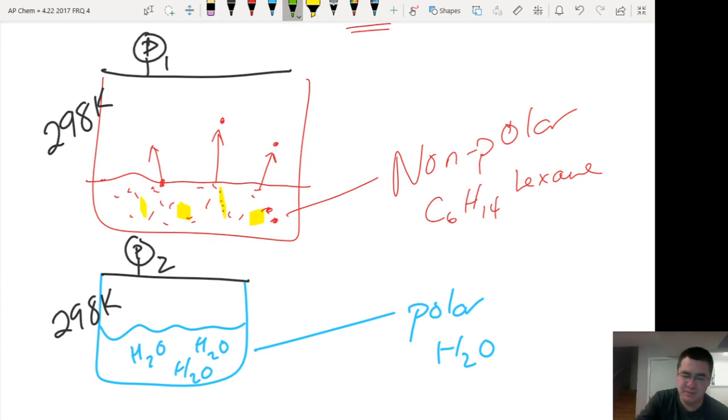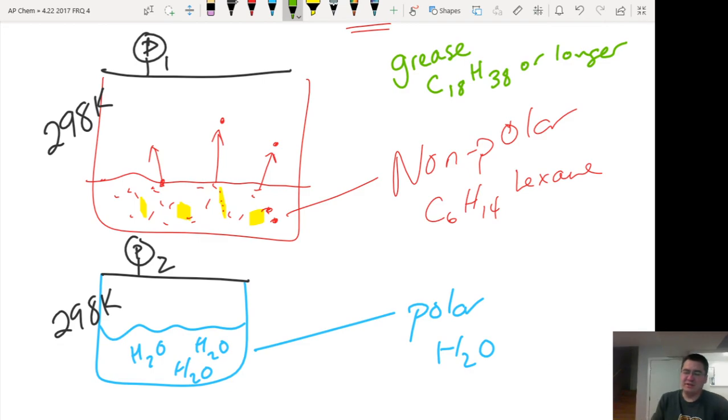However, if I introduce something like grease. Grease is probably like C18H38 or longer. If I introduce these long grease chains into hexane or into water, what's going to happen? Well, I get these long chains that attach and dissolve just fine in the hexane, and they intermix, right? But in the water, wouldn't I just end up with a layer of grease on top?